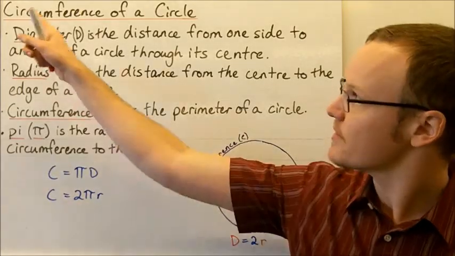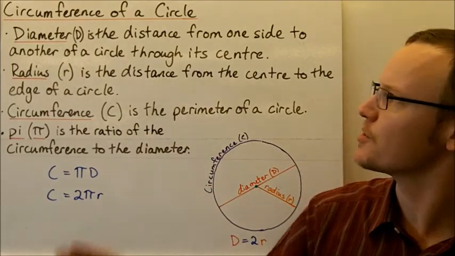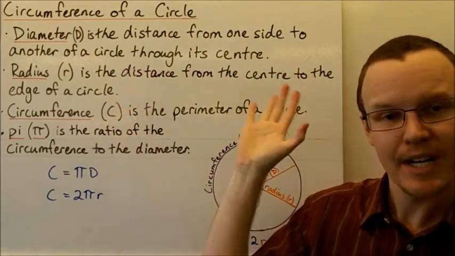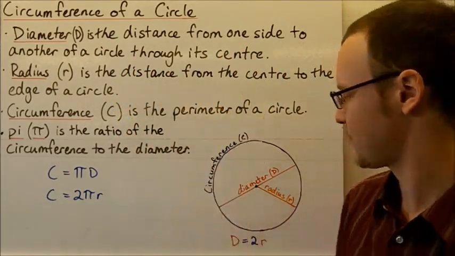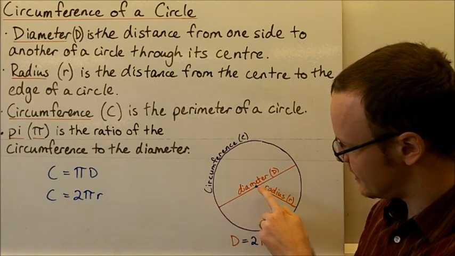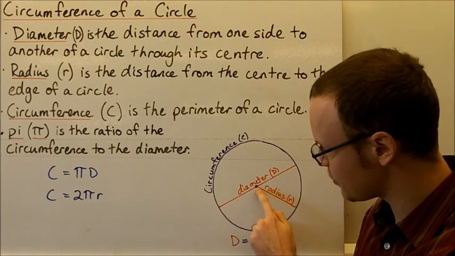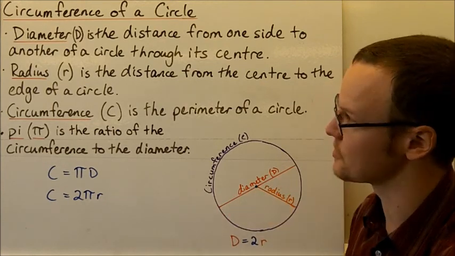Today we're going to look at circumference of a circle. So firstly, a diameter. The diameter is the distance from one side to another of a circle through its centre. So if we've got a diagram of a circle here, the diameter is the distance all the way across the circle, making sure that we go through the centre, all the way across the circle.